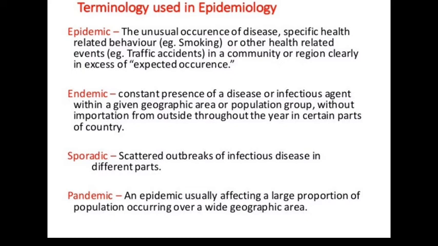Endemic: constant presence of a disease or infectious agent within a given geographical area or population group without importation from outside, throughout the year in certain parts of country. Sporadic: scattered outbreak of infectious disease in different parts.